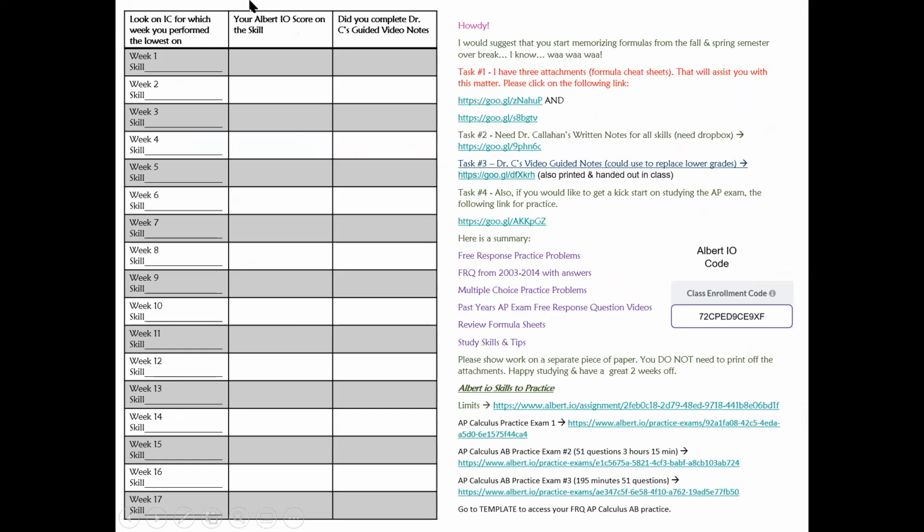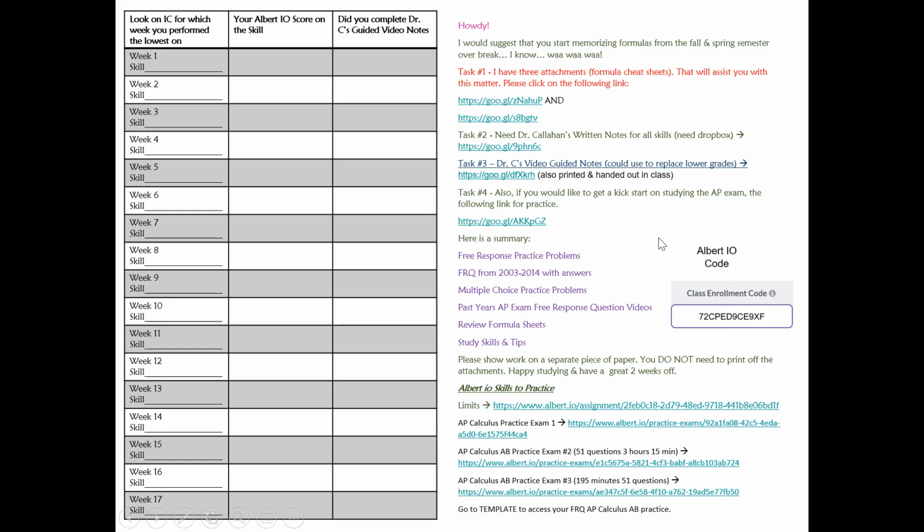And then I'm also going to give you the information of how to get onto Albert.io. If you're doing this at home with hybrid, make sure you just log on to Albert.io and then type in the class enrollment code right here. Keep in mind that your Albert.io is going to be 10% of your grade for the second semester. So make sure you guys complete this.